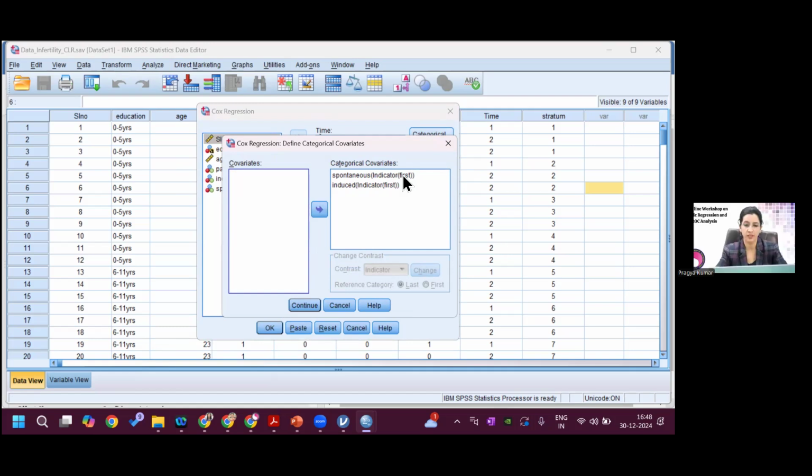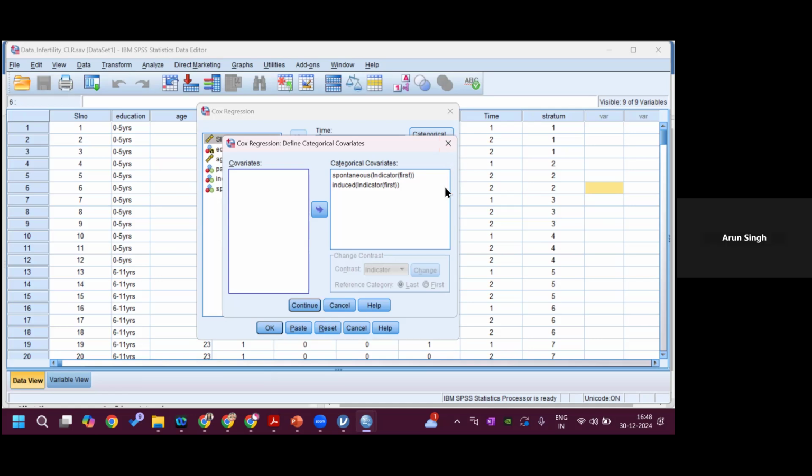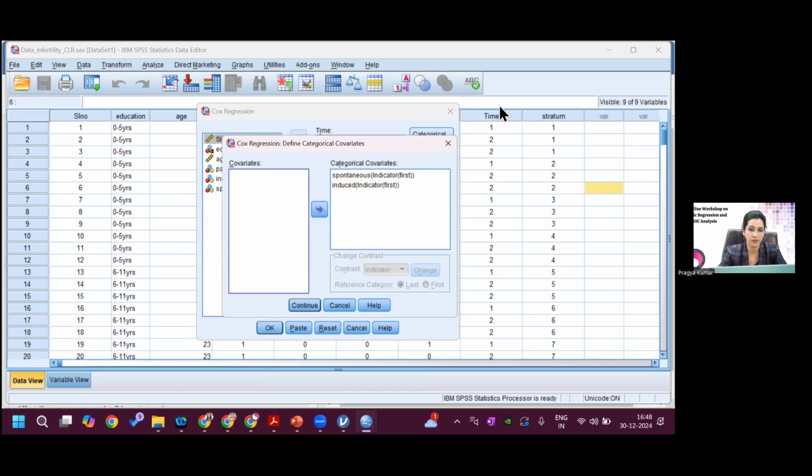No, if you see I have changed it. Why? Because the last takes as like 1. Last means in number as 1. So it takes the 1 as a reference category, whereas 1 I have given for the outcome. So that's why I have changed this. So 1 was the outcome, not the outcome, Dr. Arun. I'll show you the categories.